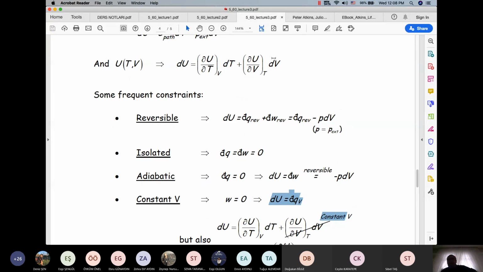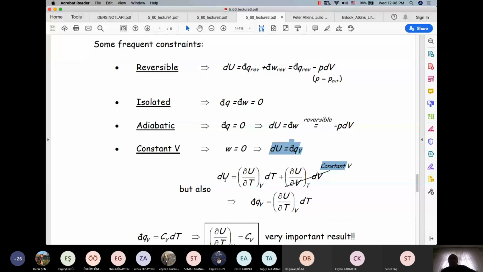This is true for all cases. Let's keep the volume constant. If the volume is constant, this entire term disappears because there is no volume change. Okay, and so the U becomes this one at constant volume.